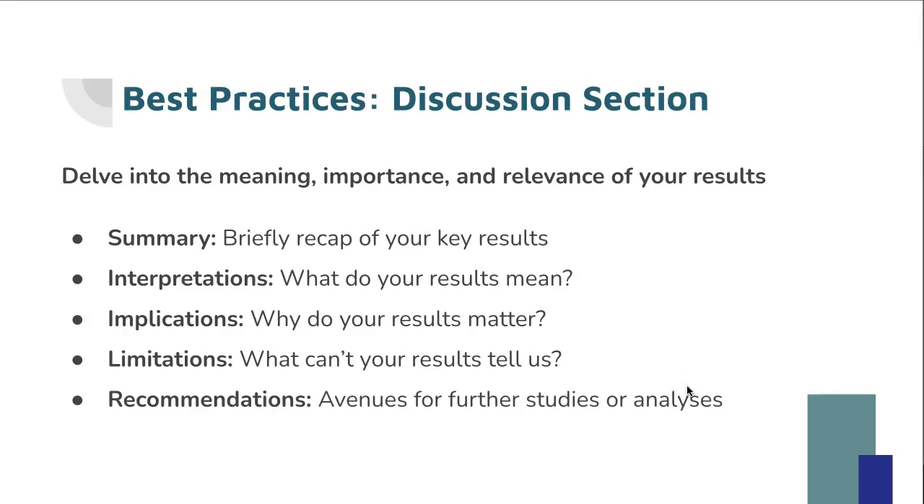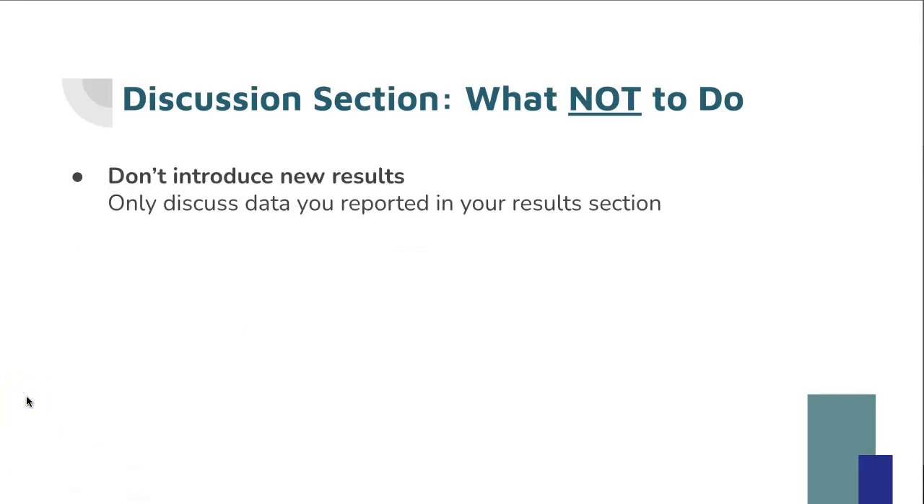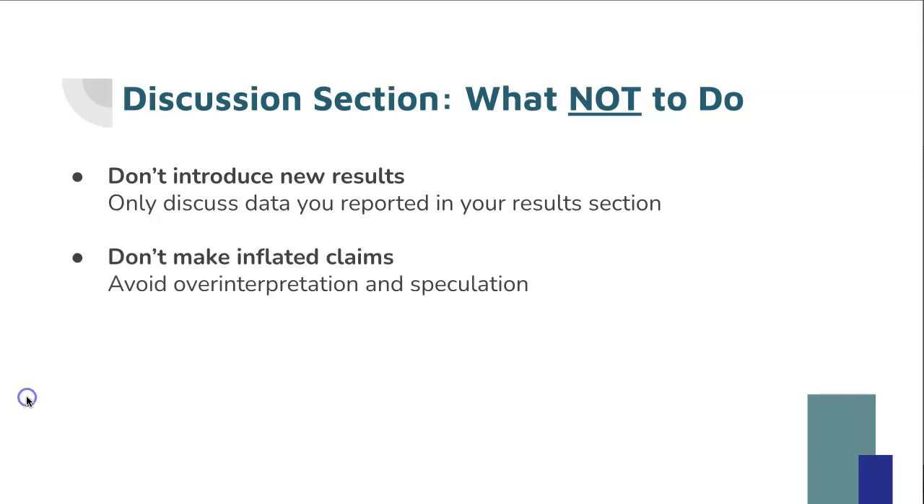And we always want to give recommendations for future research. So this is a small section at the end of our discussion where we help other researchers think about where could we go next. Now, before we actually look at an example discussion section, I want to talk about a couple things not to do. So the first is you don't want to introduce new results. You only can discuss data that you've reported in your results section. So if you find yourself wanting to discuss and interpret something that was not reported in your results section, you got to go back and add it to your results section.